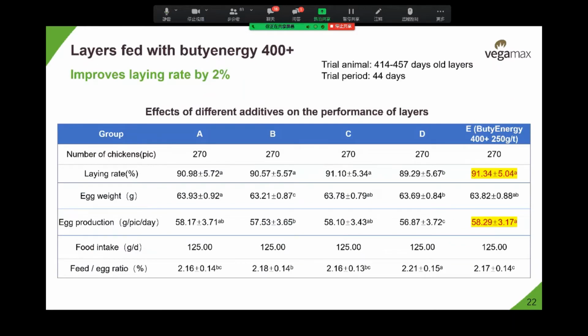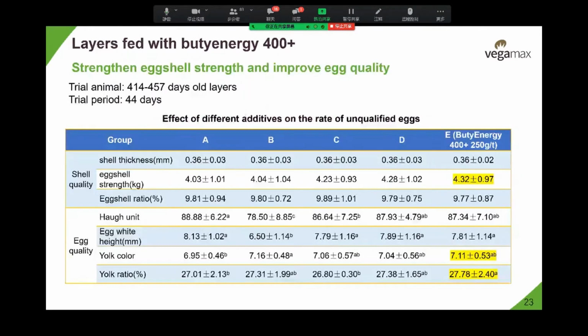There was a similar test on layers with a dosage of 250 grams per ton for group E. The test showed that the laying rate increased by 2%. We also checked the egg quality and eggshell quality. It showed very good results in eggshell strength, yolk color, and yolk ratio for the Butyl Energy 400 Plus group, group E.